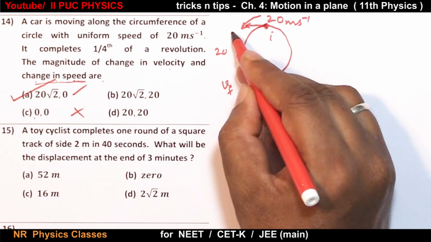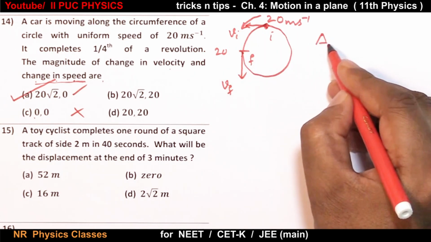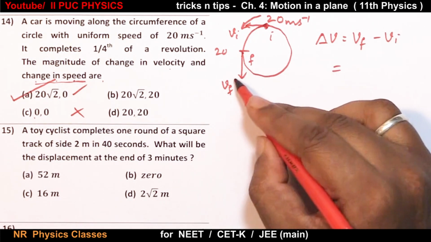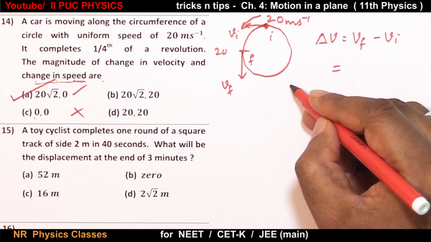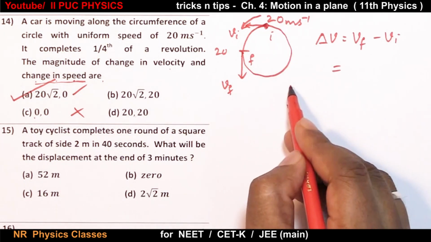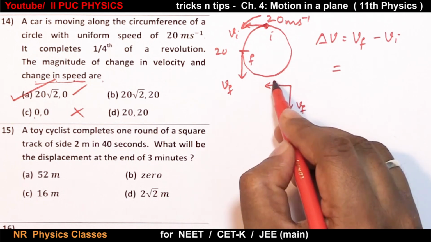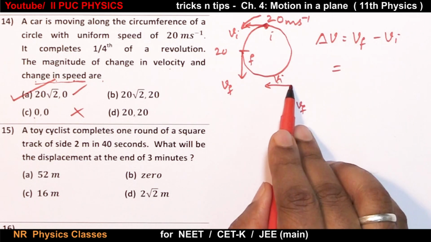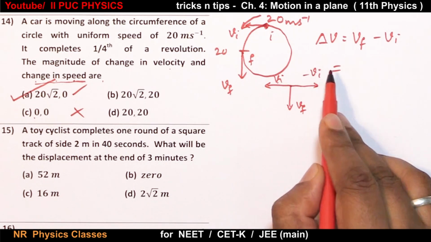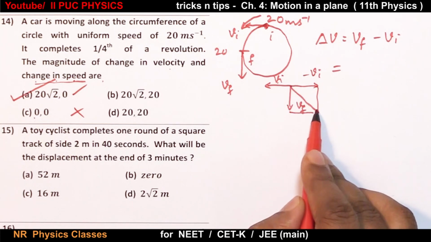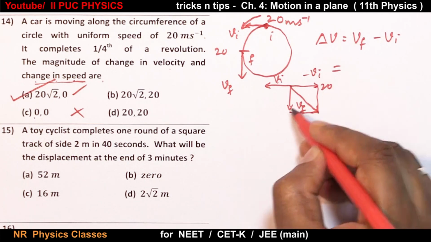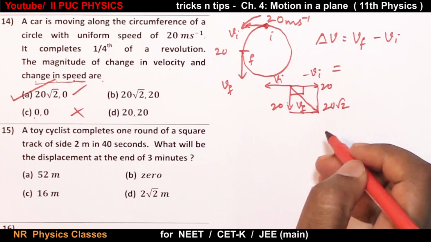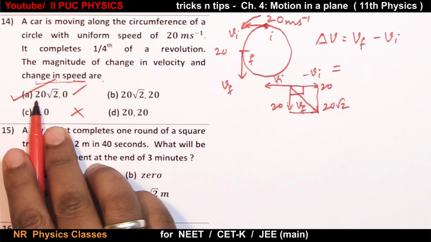But this velocity is v final. This is v initial. So change in velocity equals final velocity minus initial velocity. Final minus initial: this is plus initial, this is minus v. So complete the parallelogram, draw the diagonal. This is 20, this is 20. So this should be 20 root 2, because the angle between the vectors is 90. So in that sense, we should get 20 root 2.